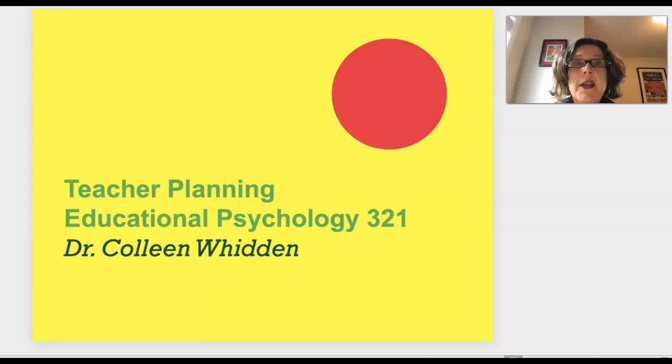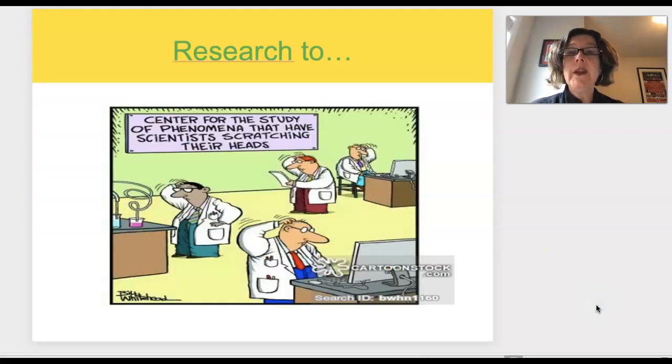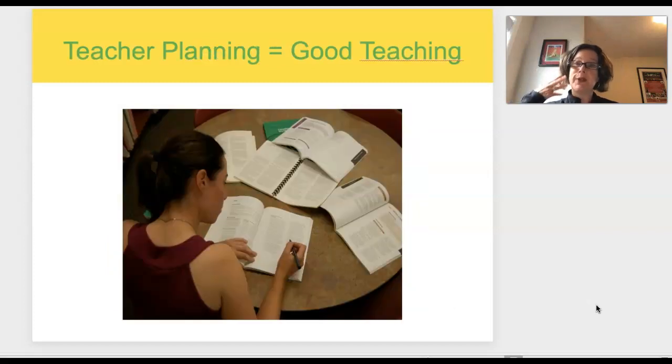All right, here we go on lesson 5, teacher planning. So we have looked at research, credible research, and now we're jumping, I kind of like this one, Center for the Study of Phenomena that have scientists scratching their heads, and they're all scratching their heads. So we're going now from research into teacher planning.